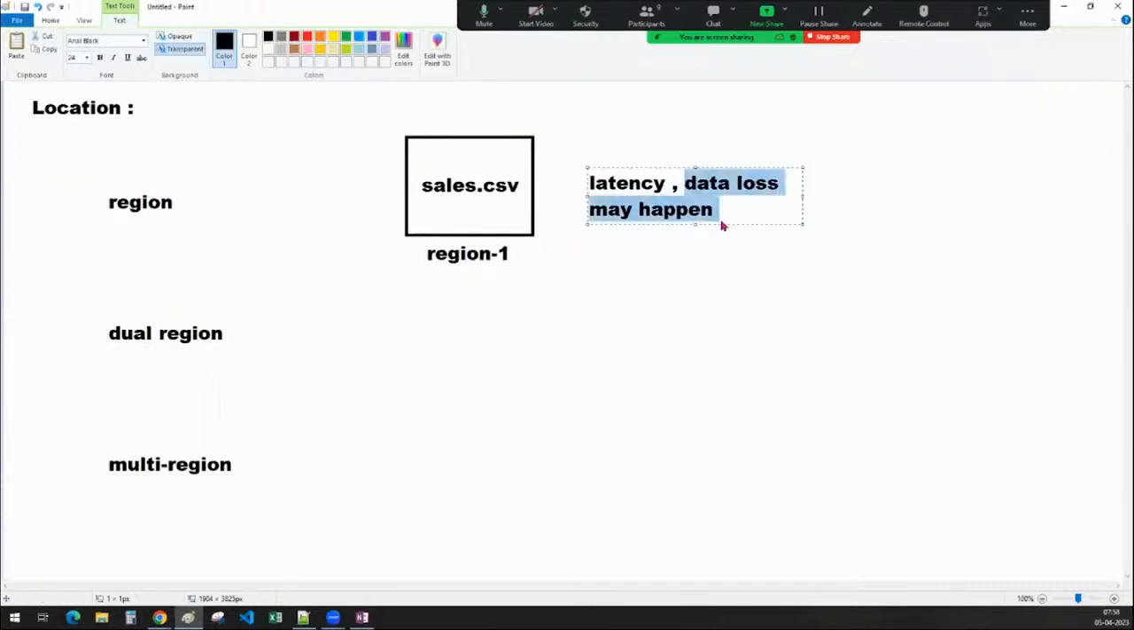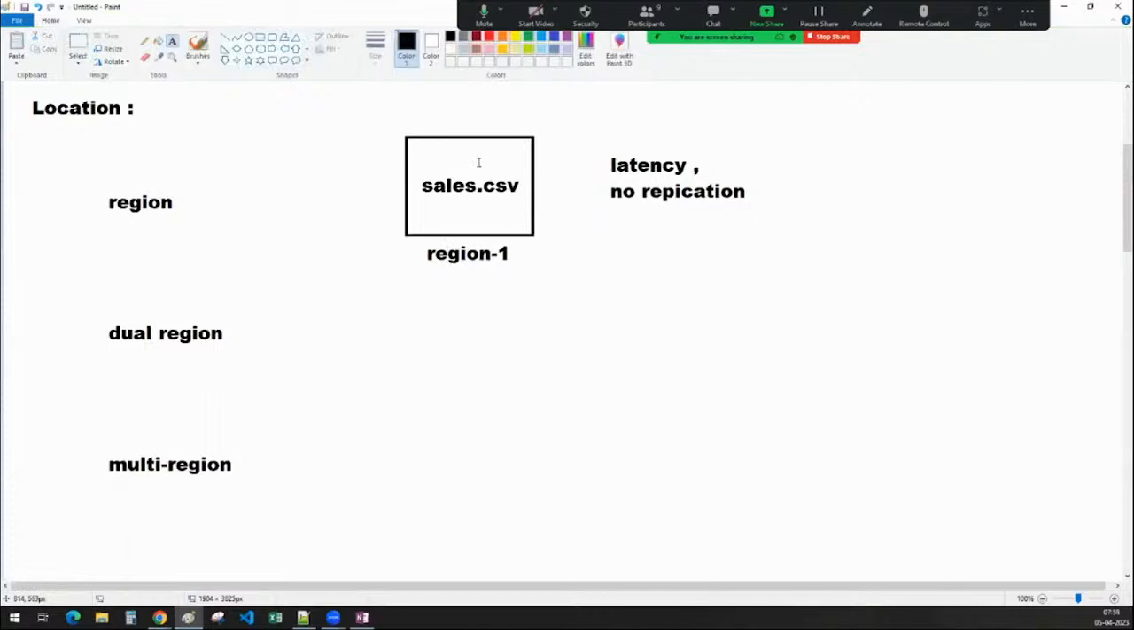Instead of that, I will say no replication. So these are the two things. There will be latency. When I say latency, you want to get the data from this particular bucket. There are plenty of people who need the data from this bucket, and many people are accessing it. That is the reason there is latency, because of a single region. So there will be latency and there is no replication.